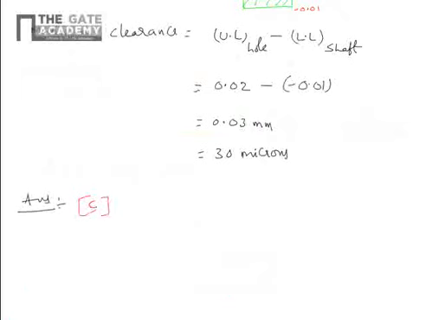Very important question, they asked it in GATE 2012 also, the same question repeated with the same numbers, because it looks a bit confusing, but this is a formula. Maximum clearance is the difference between upper limit of hole minus lower limit of shaft. Minimum clearance is the difference between lower limit of hole minus upper limit of the shaft. Okay.